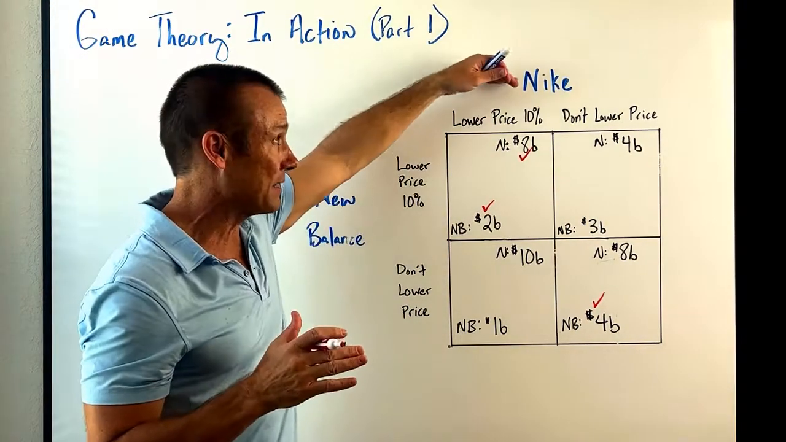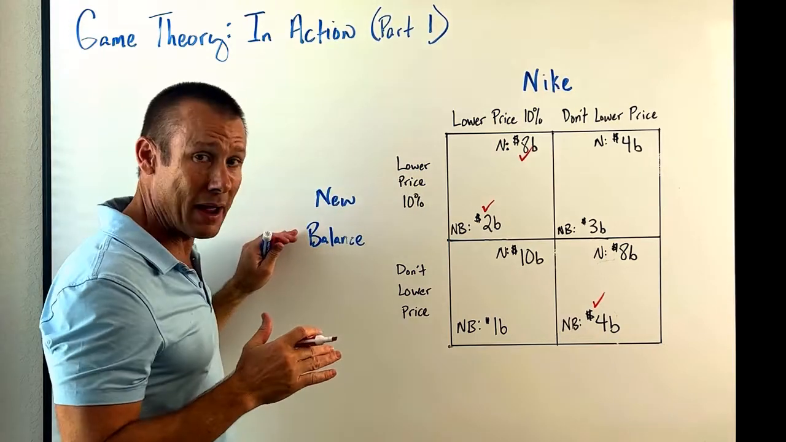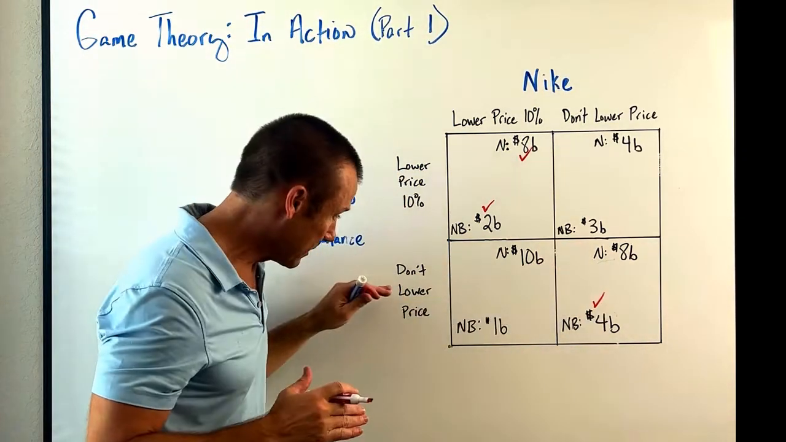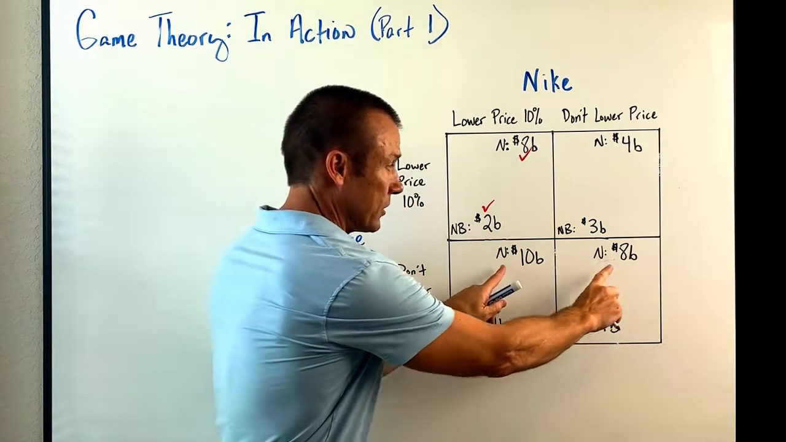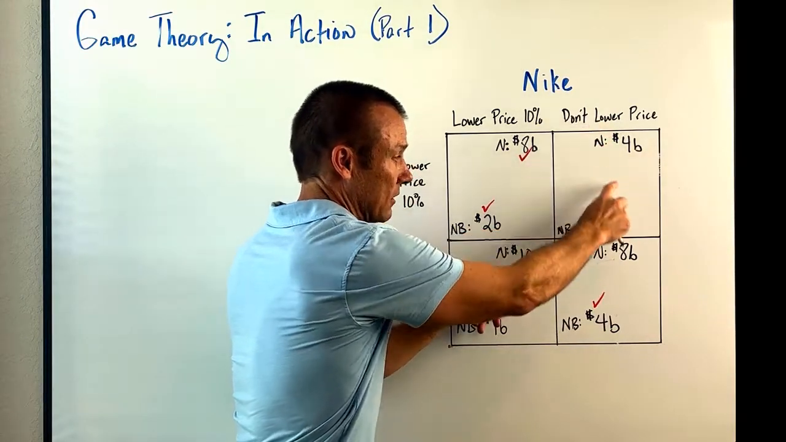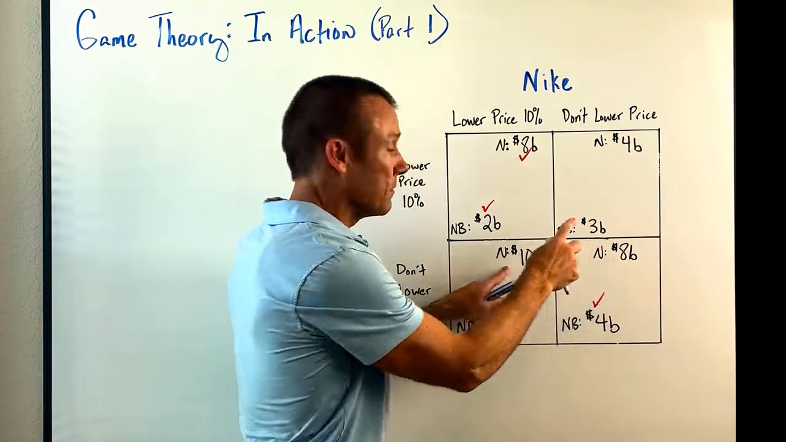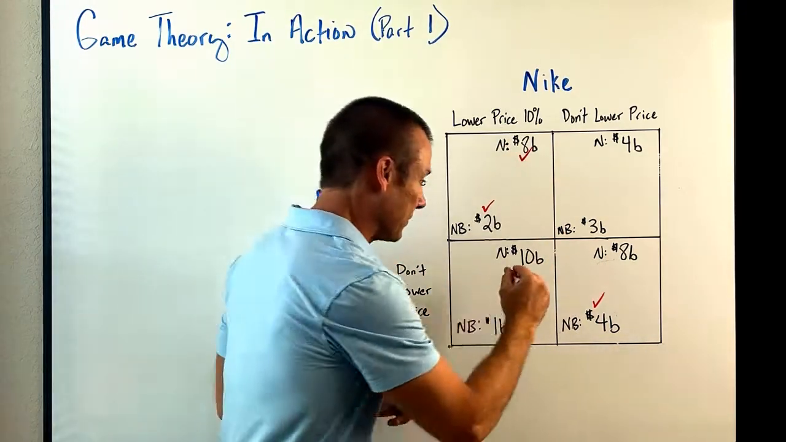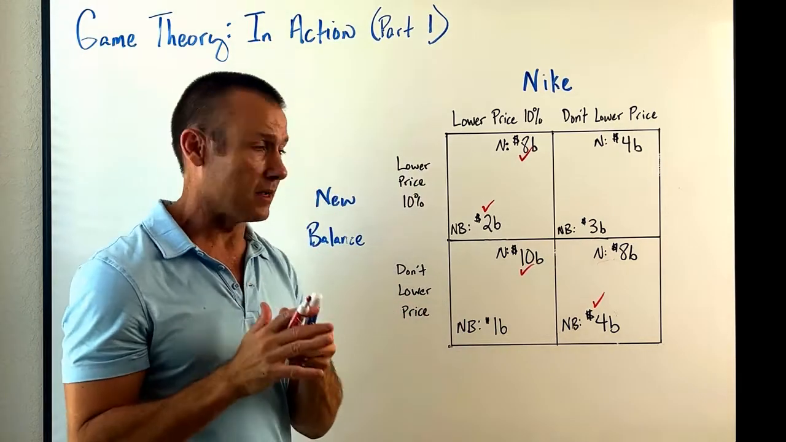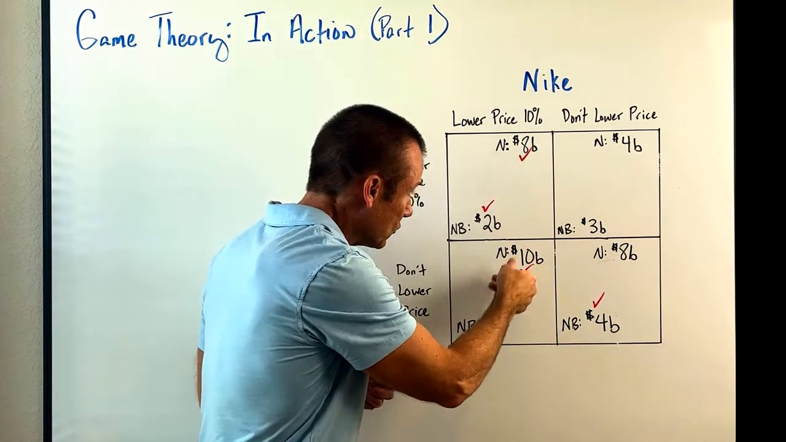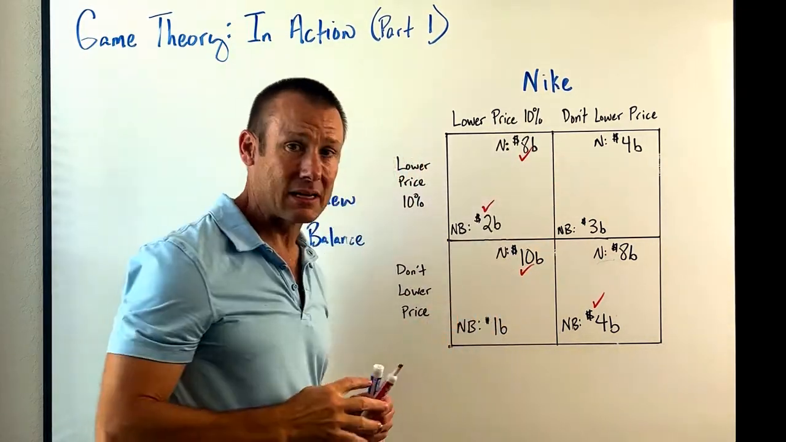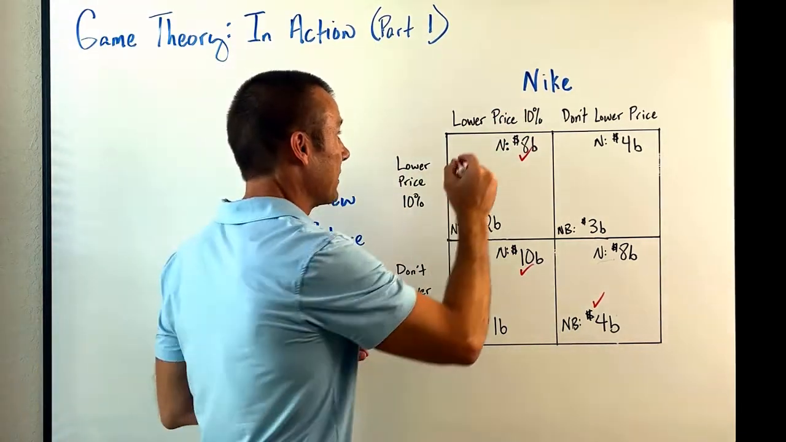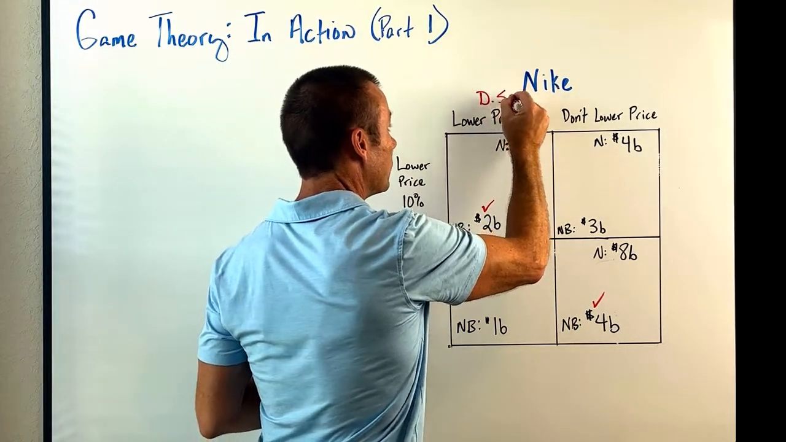Again, I'm examining Nike. I go back to New Balance, and I say, hey, how about if New Balance played don't lower price, right? What should Nike do? Should they not lower the price, get $8 billion in profit, or lower the price by 10% and get $10 billion in profit? Check. Take a look at this. Check, check. Lower price 10%. Nike does have a dominant strategy. So, dominant strategy.